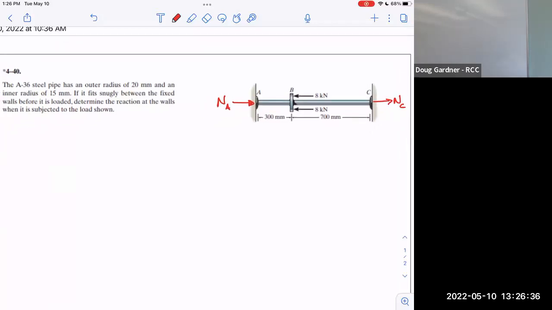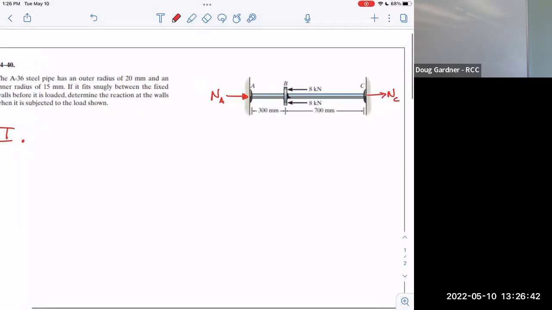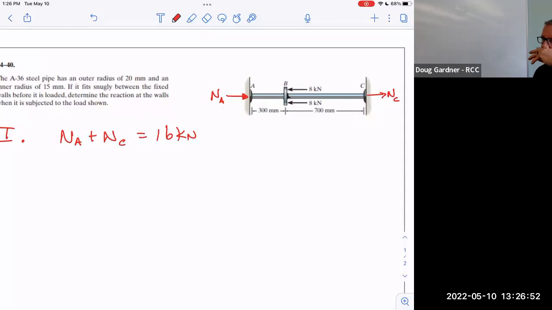Okay, cool. If that's the case, then my initial equation is, and I'll do this a little faster, N of A and N of C are pushing to the right. Wouldn't they have to equal what's pushing to the left? I didn't write this as the sum of the forces equals 0. I just said, 2 of them are pushing to the right, 1 of them is pushing to the left. They have to balance in order for that thing not to move. So there's my first equation.